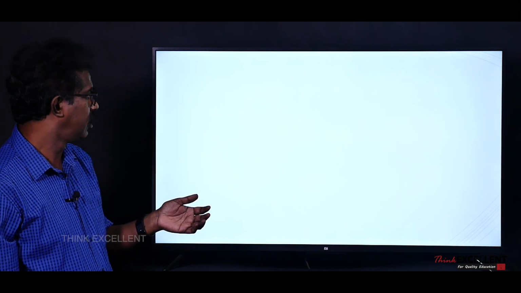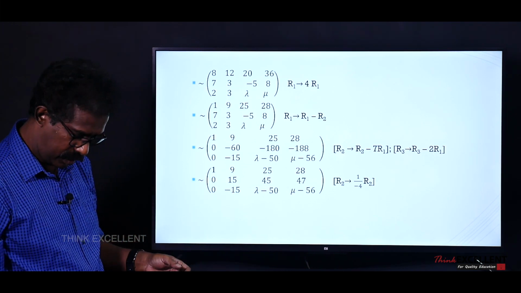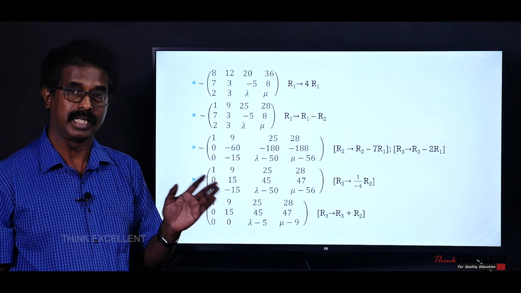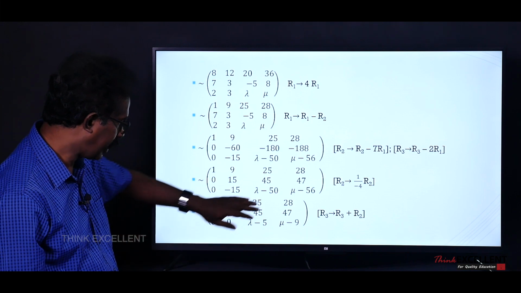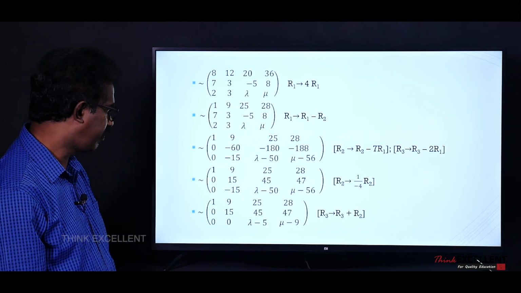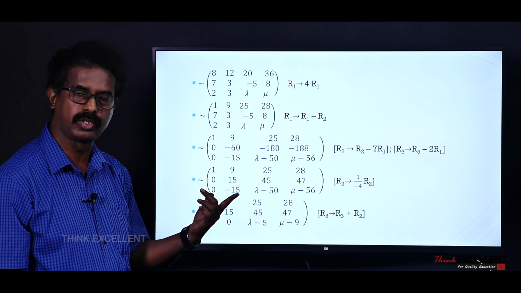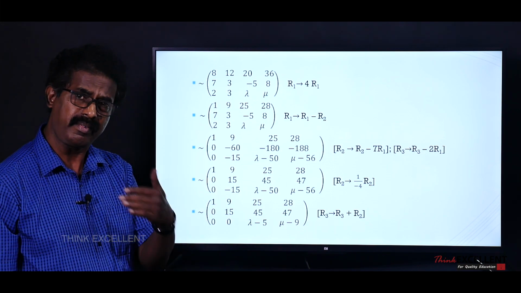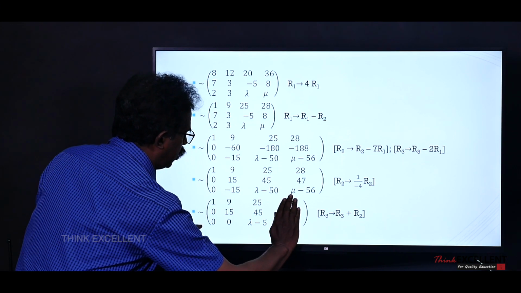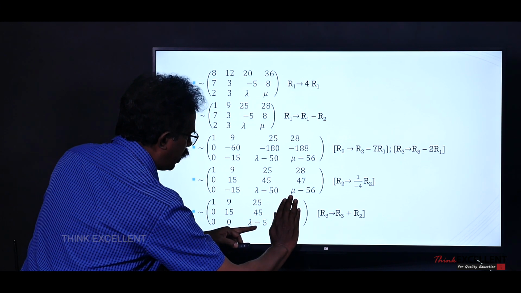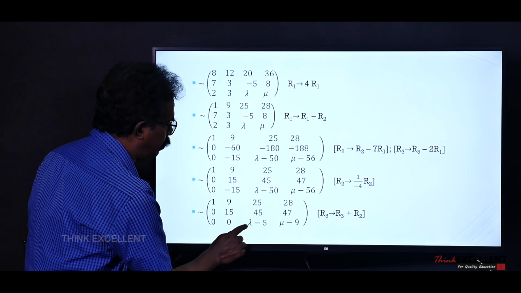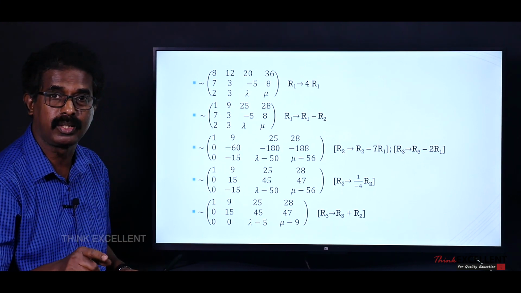Second case, they asked for a unique solution, right? Listen, for a unique solution, the rank must be what? 3, 3. Already I said this part you cannot make any change. Rank of AB is 3, rank of A is also 3. Rank 3 means you must have a number here. When will you have a number here? Lambda not equal to 5, right?